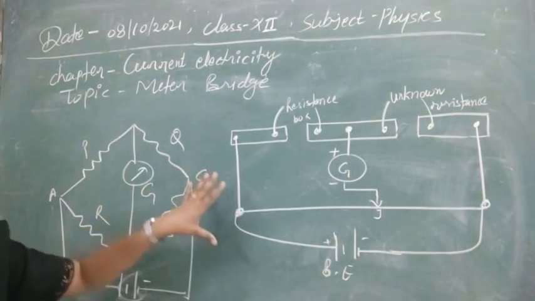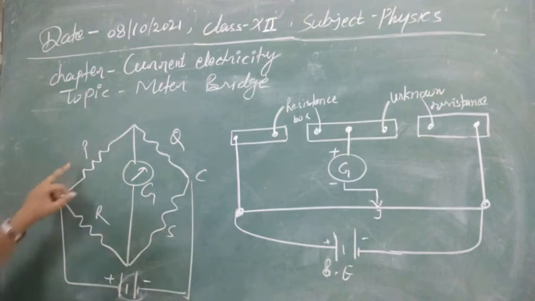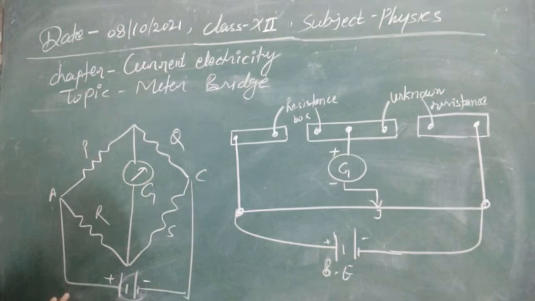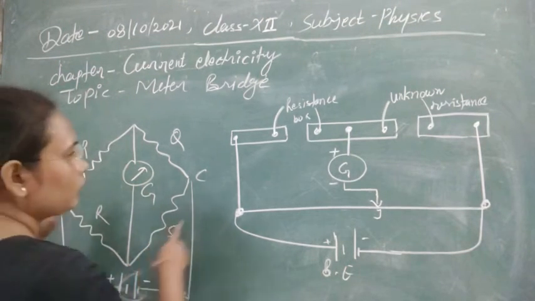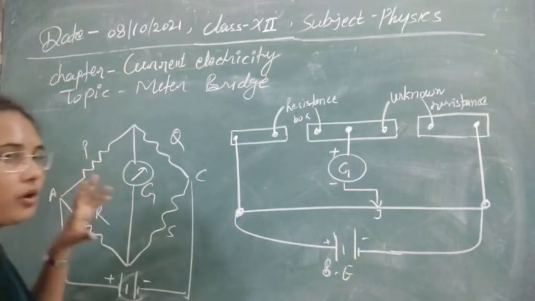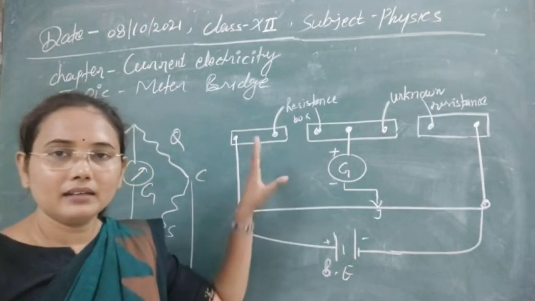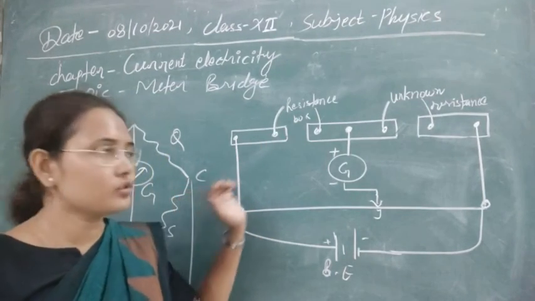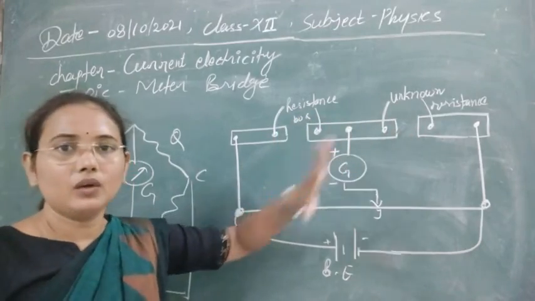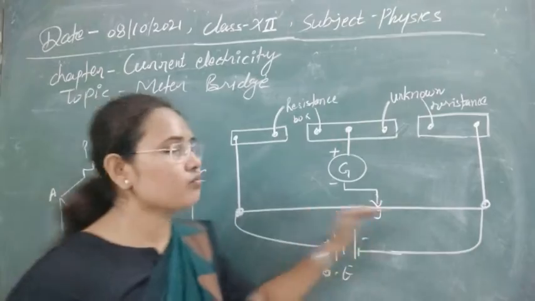What we have done exactly is, in the first arms we have connected two resistances: one unknown resistance and one known resistance. The resistance box has a number of resistances, as you know already, and we can choose the resistance from there. So that is known and this was unknown. Now the rest of the two resistances are provided by this wire.